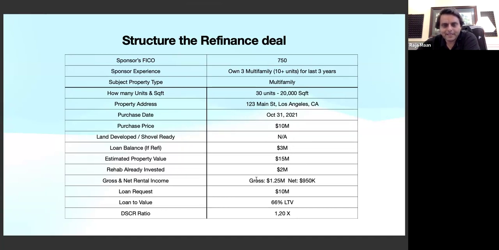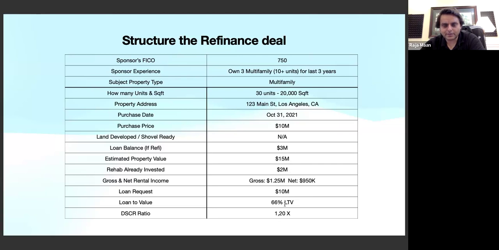Makes sense. Gross revenue aside, net operating income is $950,000, and the loan request is $10 million based on a $15 million property value. It becomes 66% LTV, and it's a 1.25 DSCR. Actually, no, it's more than that. I think there's a mix up.